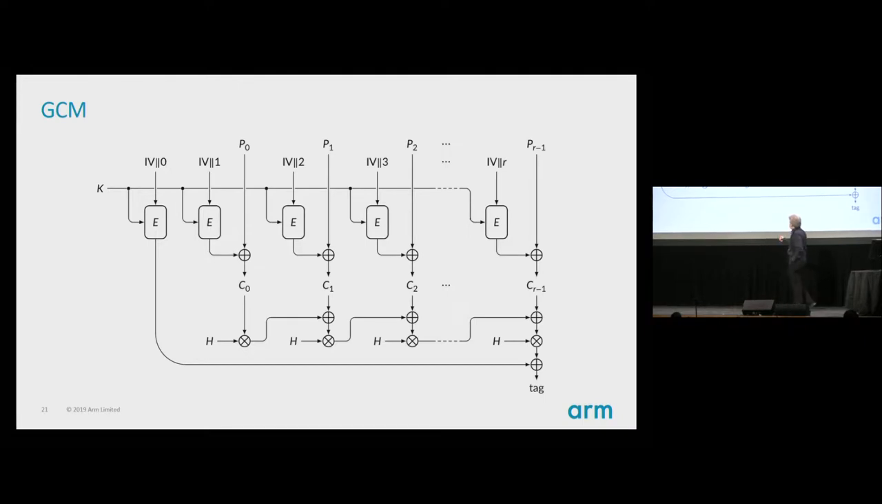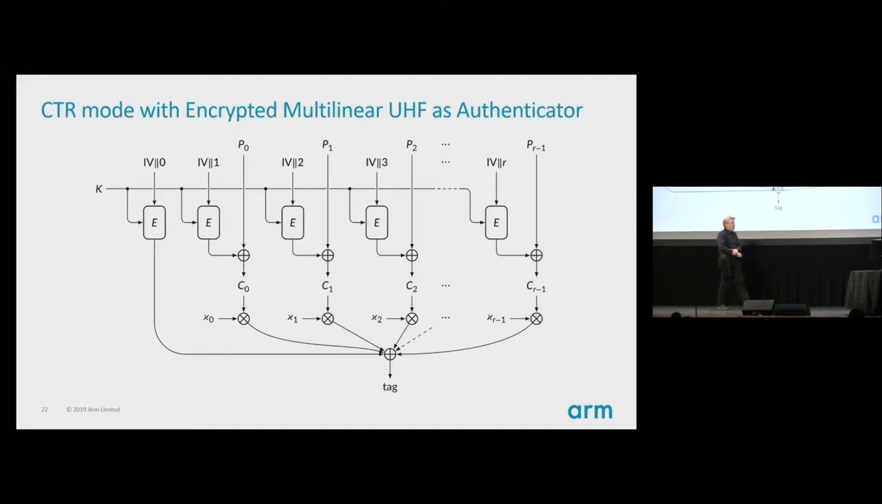And what you do, you use your Horner scheme to evaluate a polynomial in a magic value H using the blocks of the ciphertext as the coefficients of your polynomial. So take an H, you multiply C0 by H, you add C1, you multiply by H, and at the end, then you encrypt, again, with the same technique, your value there to get your tag. We all know this thing.